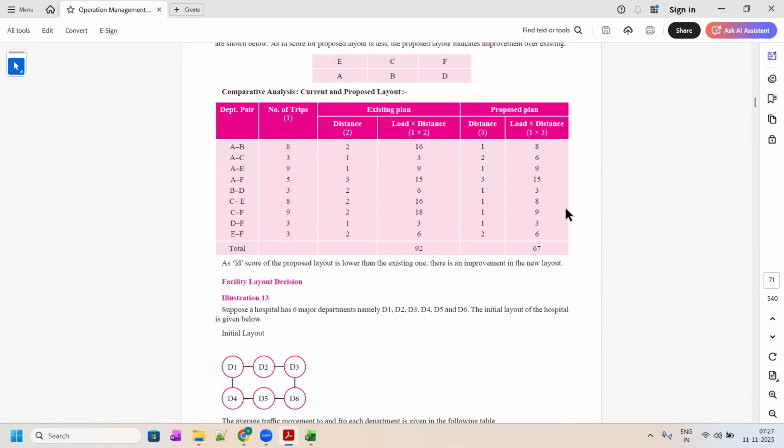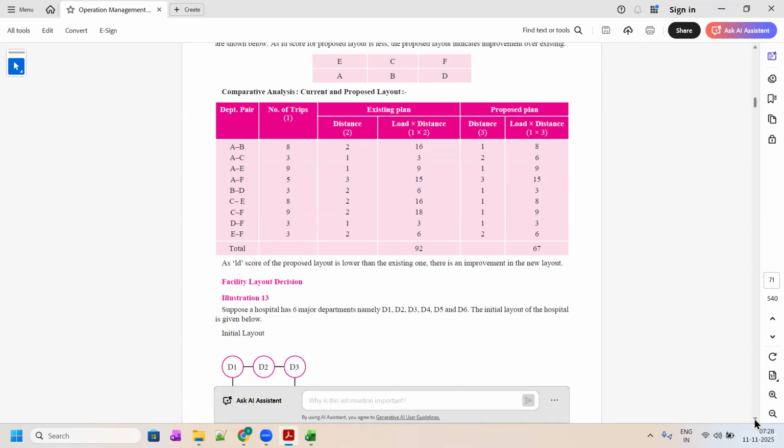Fine. If you want to calculate, you can calculate that also. These are easy numerical. You can easily do them by yourself. Any doubt, anyone?